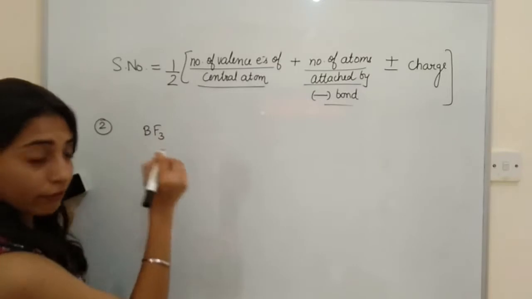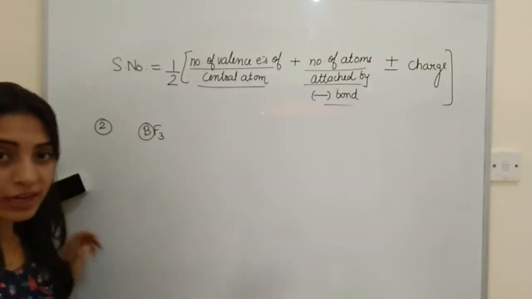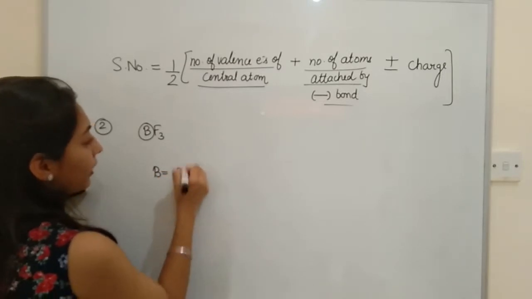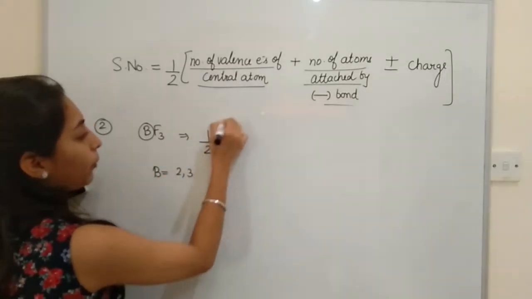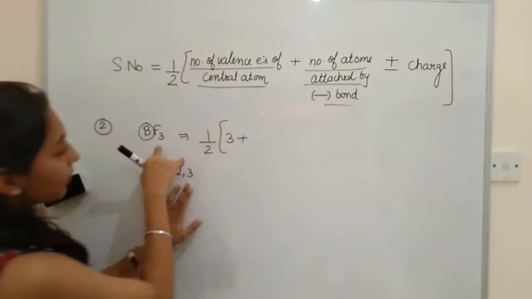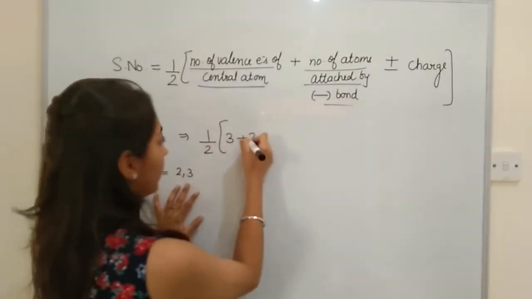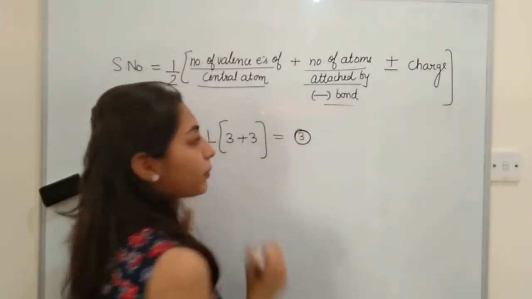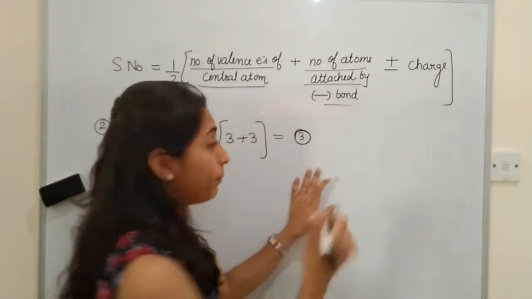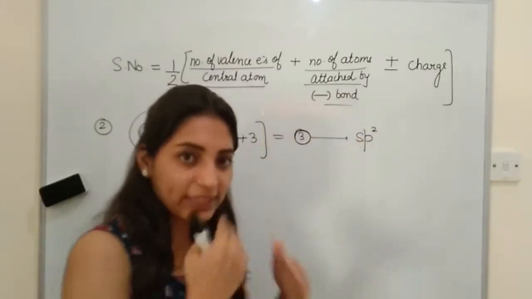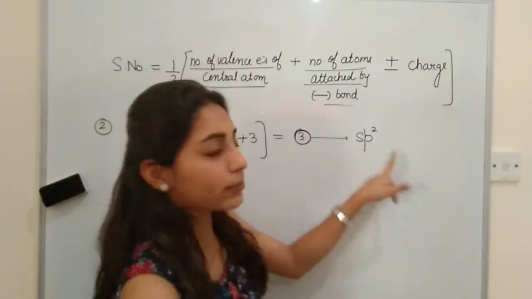BF3. Fine. So obviously B will be the central atom. It is only 1. So boron is 2, 3. So we write half number of valence electrons of central atom, we have 3. Number of atoms attached by single bond, we have 3. There is no charge. That's it. Now if this number, the steric number, comes out to be 3, the hybridization will be sp2. We start from sp, increase 1, it becomes sp2.